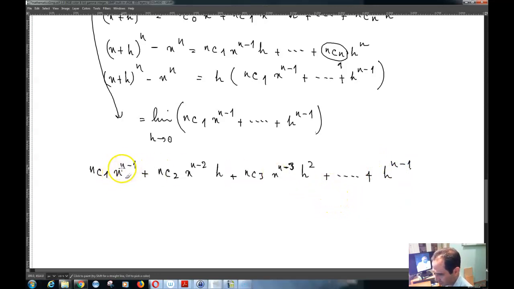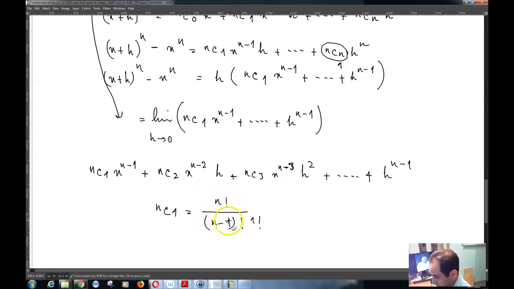And so over here, for example, if h tends to 0, then this becomes 0, this becomes 0, and this becomes 0. All of these become 0. And then you are left with n combination 1, which is the same thing as n factorial over n minus 1 factorial and 1 factorial.